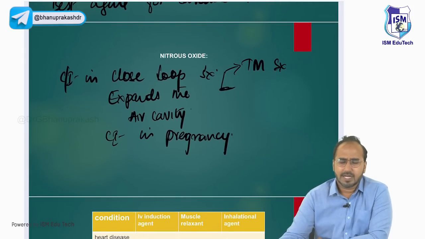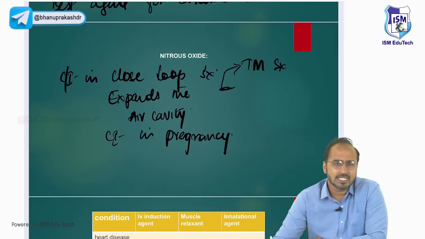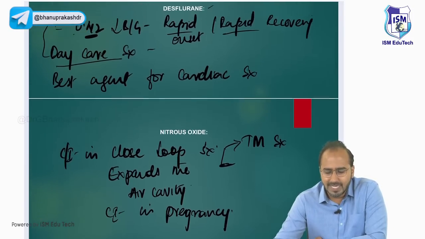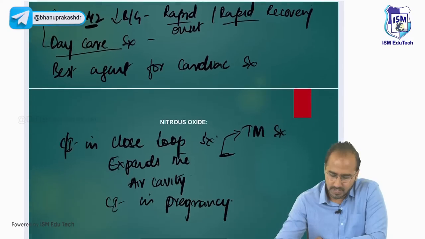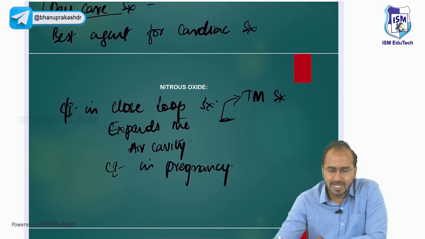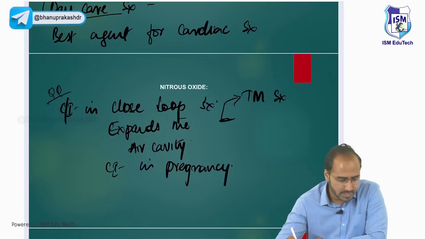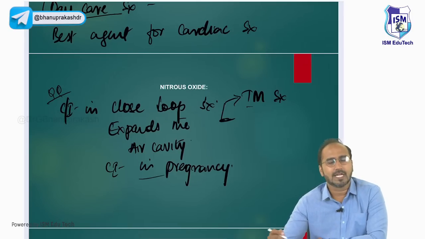Nitrous has good analgesic property, but it's not the best analgesic. The best analgesic among the inhalational agents is trilene. So what should we remember about nitrous? It's a carrier gas. Second, contraindications: it is contraindicated in closed loop surgeries such as tympanic membrane surgeries. Apart from that, in pregnancy also, nitrous expands the air containing cavities.